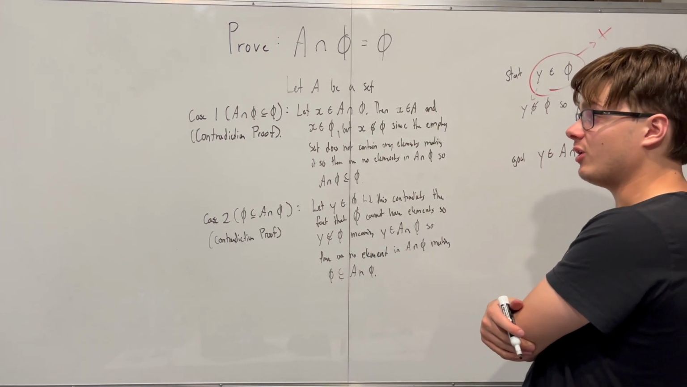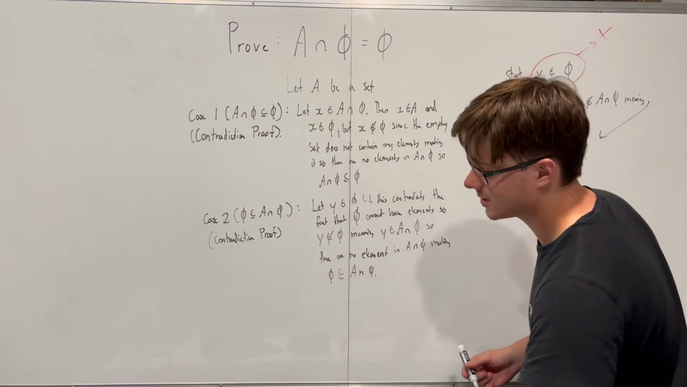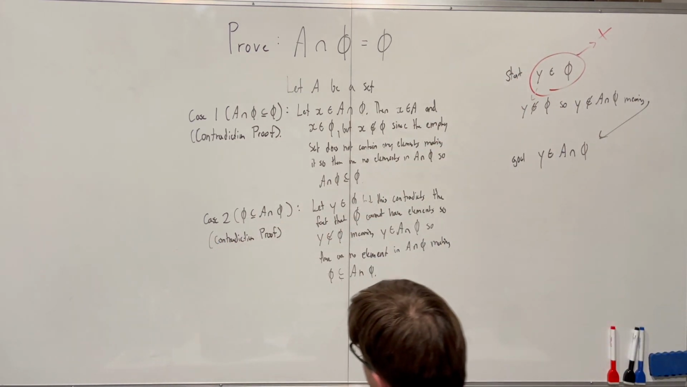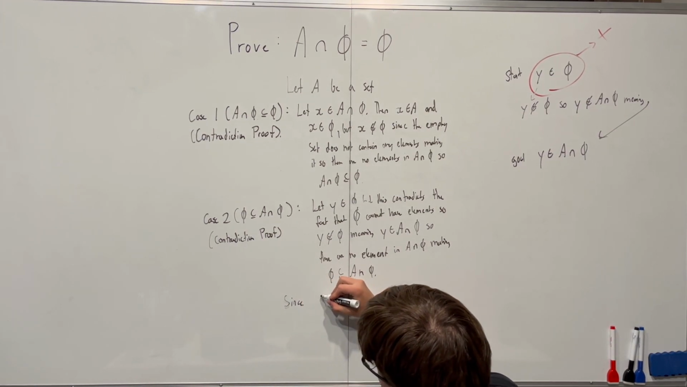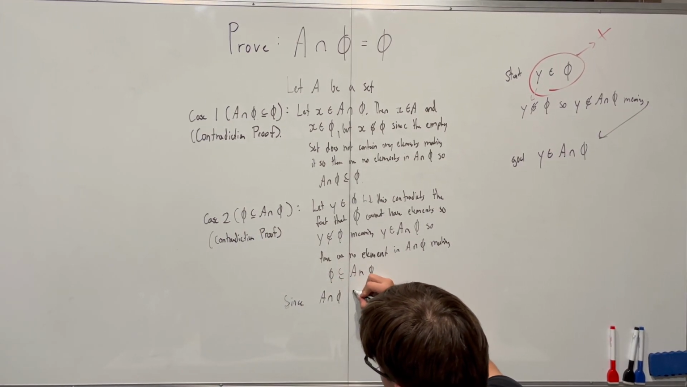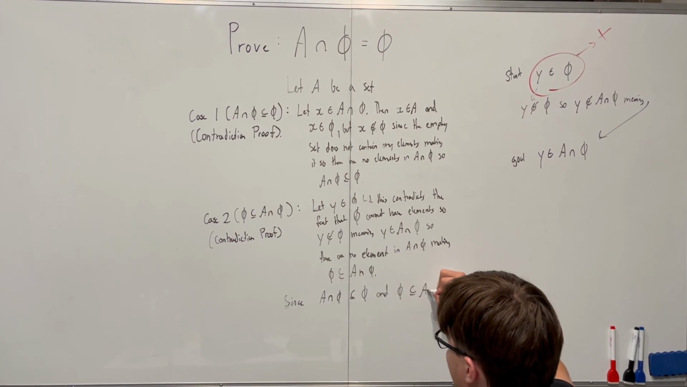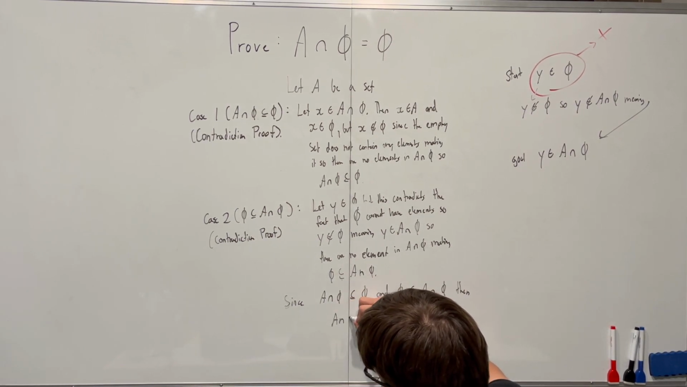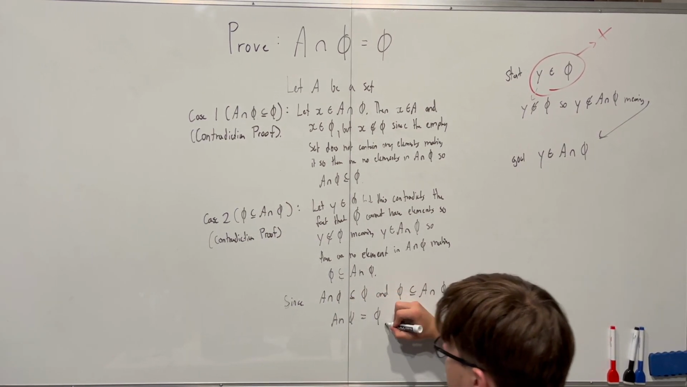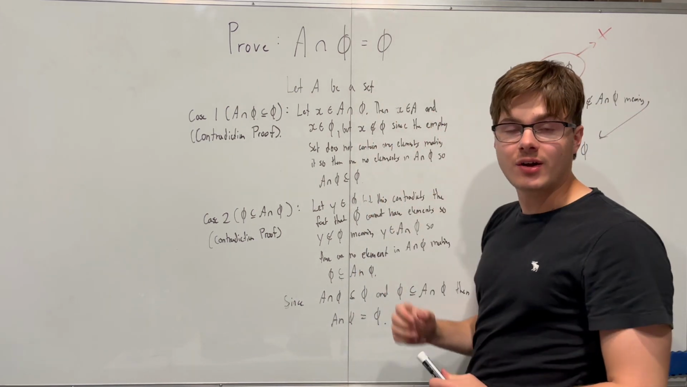So there we go. We've proven that both cases are true. Now we just need to write our concluding statement. So we say that since A intersect with the empty set is a subset of the empty set, and the empty set is a subset of A intersect with the empty set, then A intersect with the empty set is equal to the empty set. So there we go. We have now proven that this statement is in fact true.